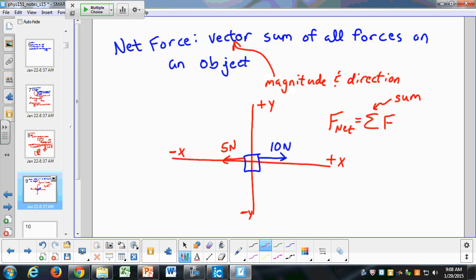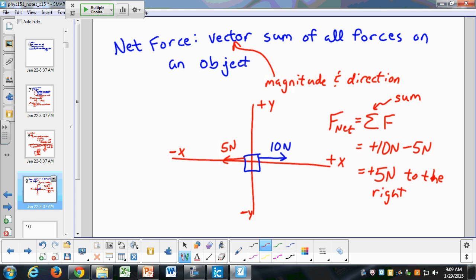Some. All right, so the sum of the forces here would be plus 10 newtons minus 5 newtons, and so my net force would be 5 newtons. Is that net force to the left or the right? It's to the right, so we know this is positive. It comes out as positive, and it's to the right.